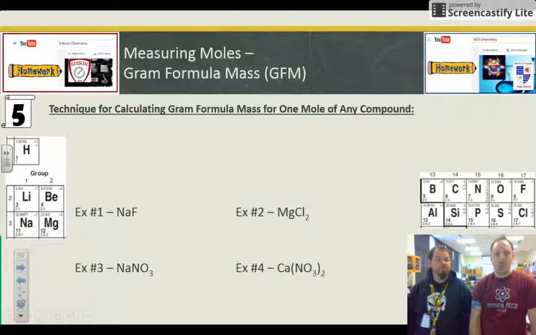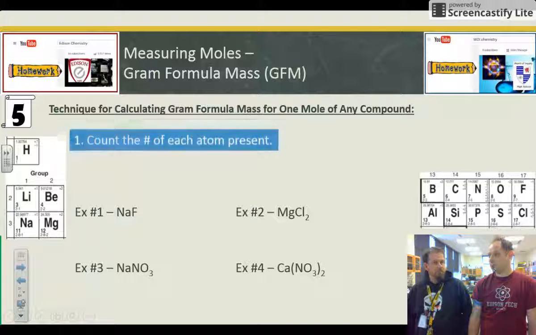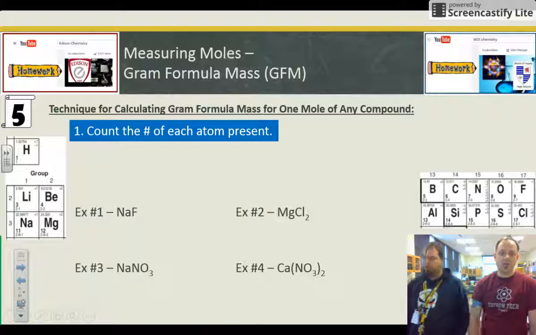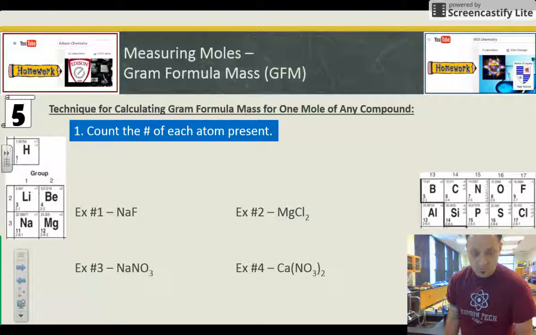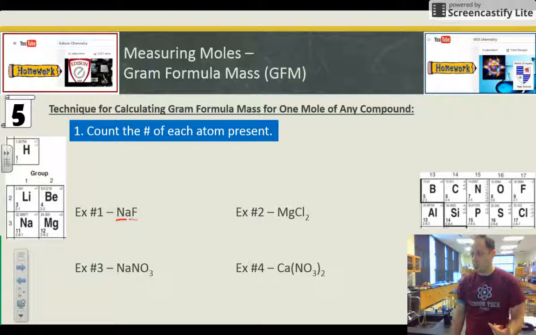Here we go. The technique for calculating gram formula mass. Easy peasy. You run us through the technique, and I'll pick up a pen. First thing you always have to do is count the number of atoms present. In this first one, I see Na and I see F. I'm going to go ahead and write those. And how many Na, Mr. Monaco? There's no subscript after Na, so we assume it's a 1. So I have 1 Na and 1 F. I agree. All right, counting atoms done.